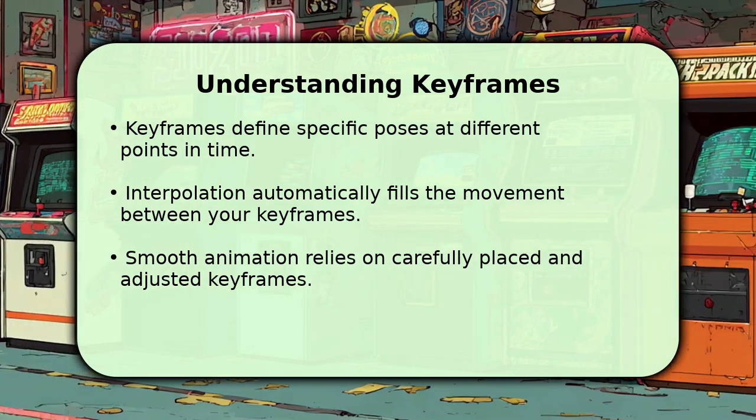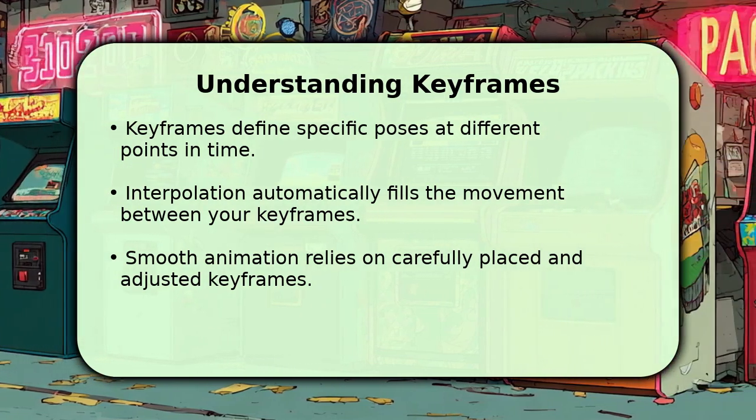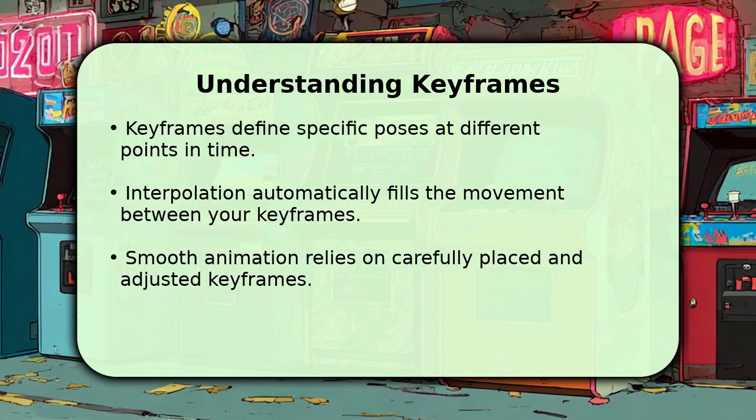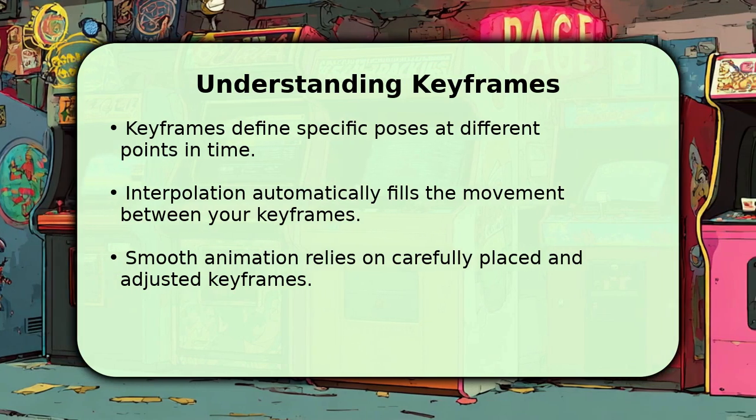Think about the extreme poses, like when a foot first contacts the ground or when it is highest during its swing. Placing these precisely will define the rhythm and flow of your character's movement, making it feel organic and believable.